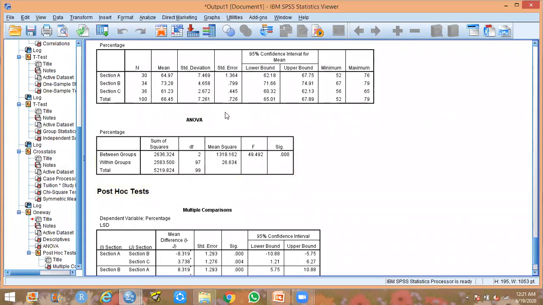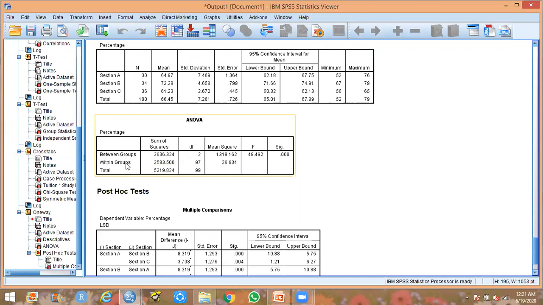Now the ANOVA. Your variable is academic performance in percentage. This gives you the analysis of variance. Is there any significant difference in the variation between the groups and within the groups? Between the groups means section A, section B and section C. There may be a variance of percentage of marks between the groups. And then within the groups.